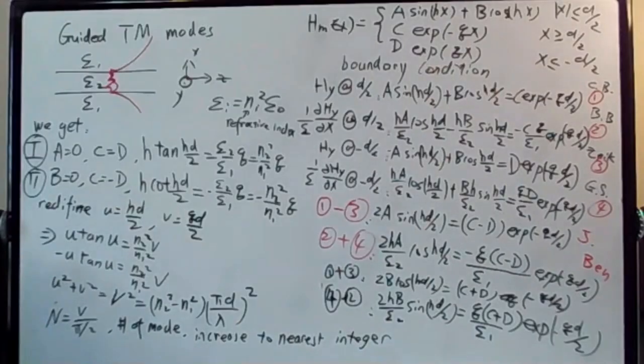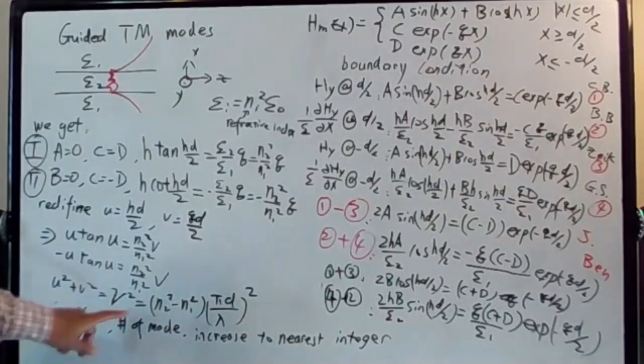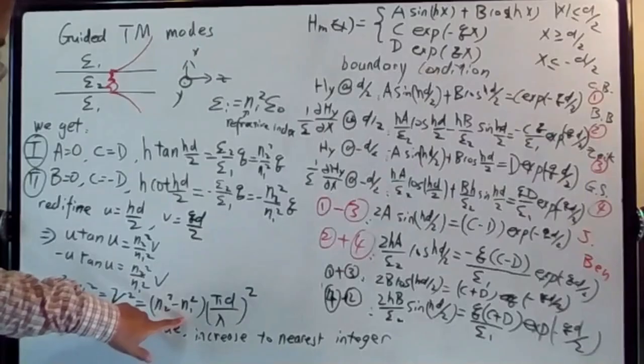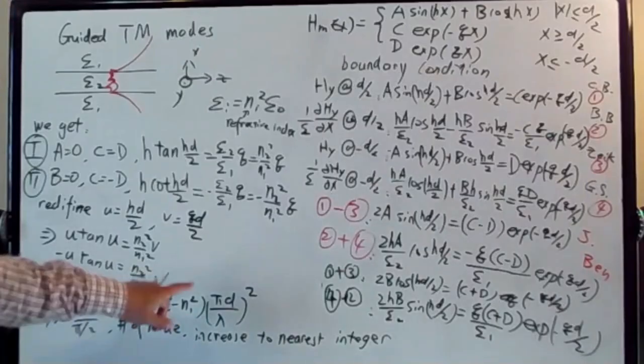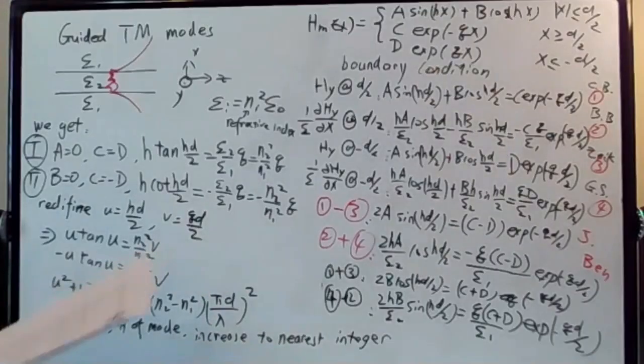Could you read the second to last line you just wrote? Yeah. So u square plus v square is capital V square. So let me write capital V square, and it is n2 square minus n1 square, and then another parenthesis, pi d over lambda, squared.